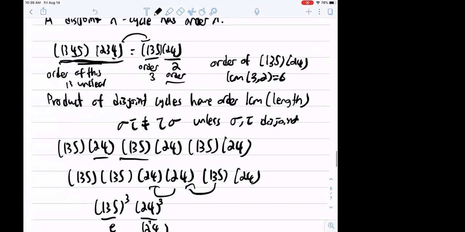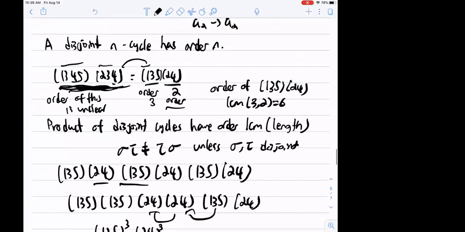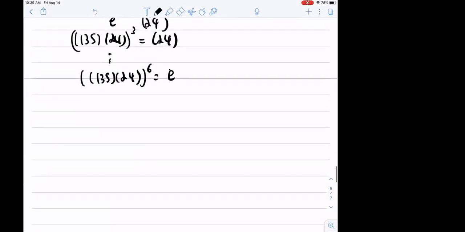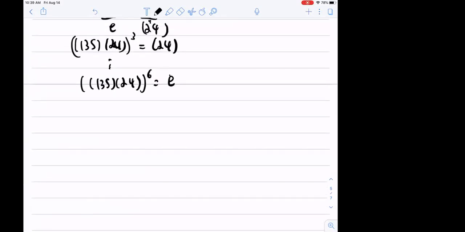But do not do this: the order of this is not 12. I mean, it's not the GCD of 4 and 3. You have to make it disjoint first. So when determining the order, make your cycles disjoint and then compute the LCM. Everyone clear? That's good.